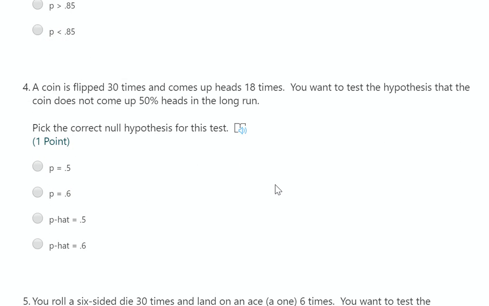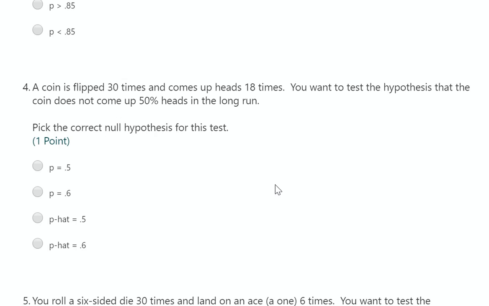The fifth one I want you to try on your own. A coin is flipped 30 times and comes up heads 18 times. You want to test the hypothesis that the coin does not come up 50% in the long term. Notice how there are these p hats down there. That's a red herring. So right away you can cross those out, because we're only using the population parameter.